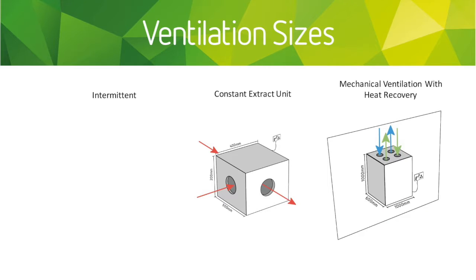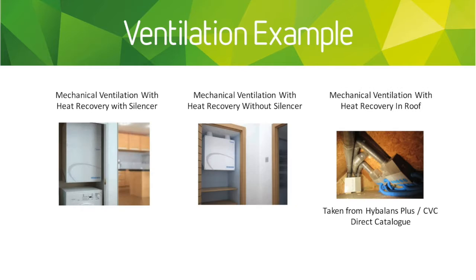So intermittent fan sizes pretty much vary depending on what you're going to put in. A constant extract unit also depends on your flow rates, but generally I allow, say, 400 by 200 by 500, just as a sort of guide when you're doing outline design. And then for an MVHR unit, they're slightly larger, which I allow for about a meter tall, 600 deep, and a meter wide, bearing in mind the units will be smaller than this. It's just as a sort of spatial allowance.